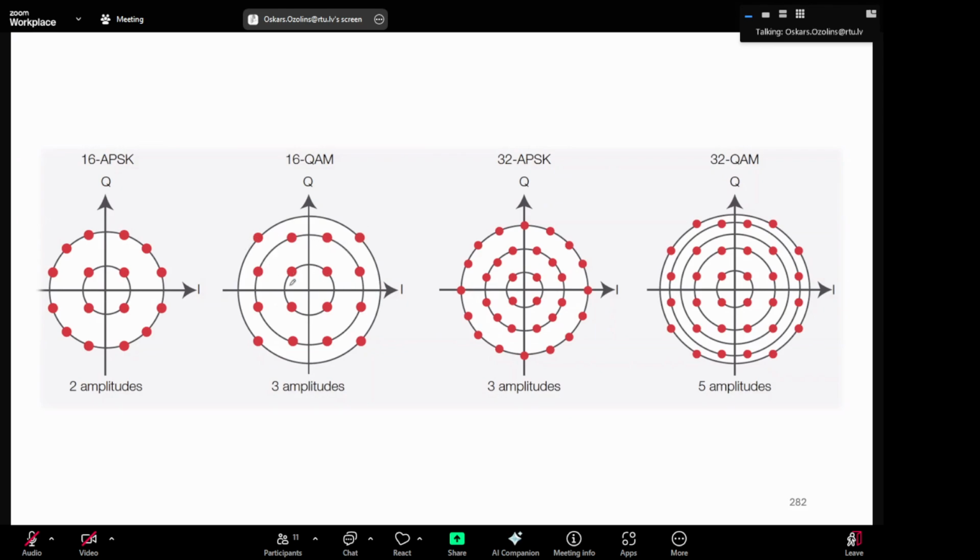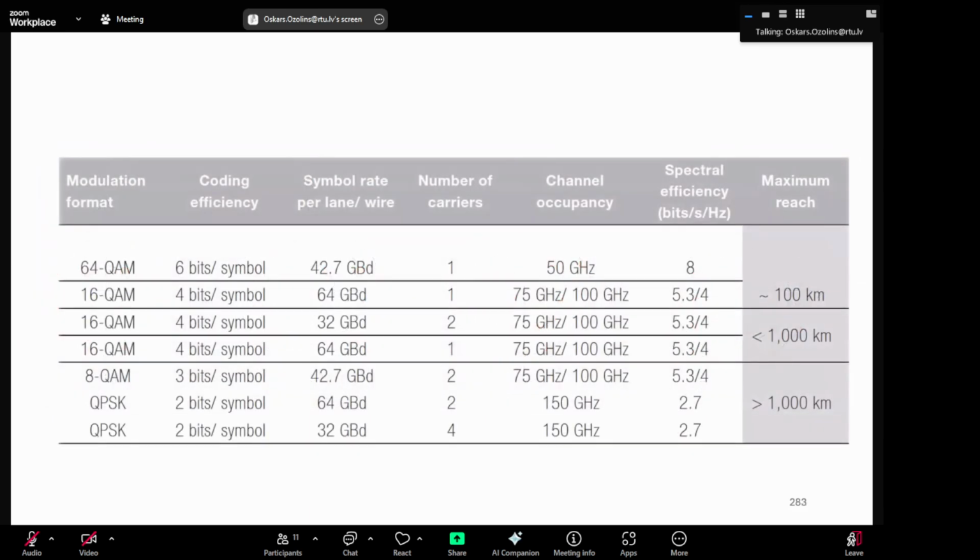So from a noise perspective, amplitude noise perspective, this is better. And also, when you have multiple amplitudes, then in the detection process, it becomes more complicated. Right. So here are some examples. And as I mentioned, reach.